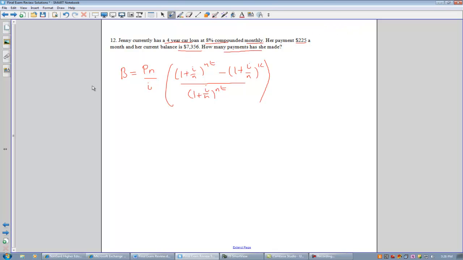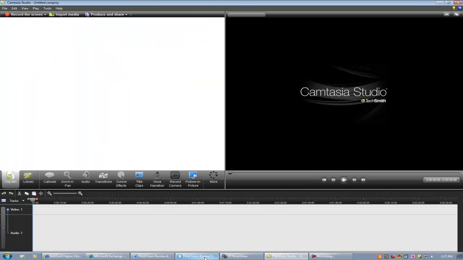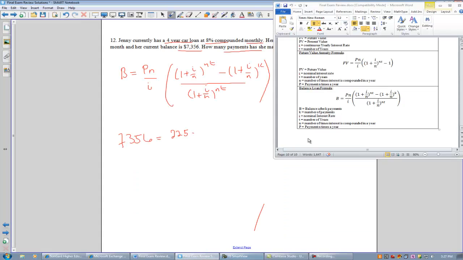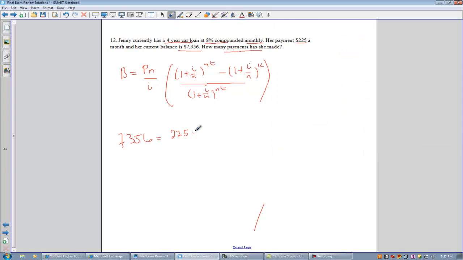Okay, so let's see. The balance is currently $7,356. So $7,356 is equal to, P stands for the payment, which is $225. Right, N. Well, what's N? N is the number of times you compound the loan. And if you forget these things, what can you do? You can look at the formula that says N is the number of times interest is compounded in a year, and this is compounded monthly. So now I know N is 12.